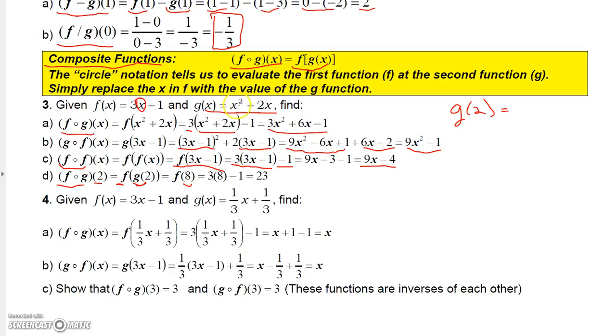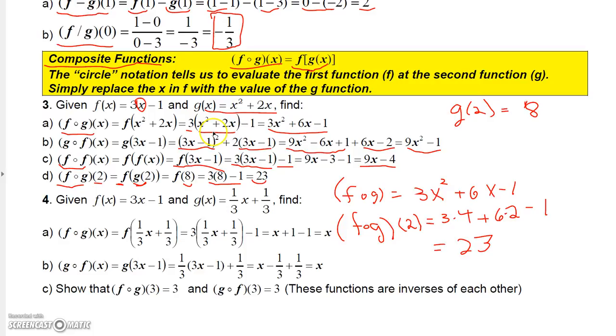So just plug 2 in here, and what I get, 2 squared is 4, 2 times 2 is 4, 4 plus 4 is 8. So that's how I got 8. Okay, so g of 2 is 8. So now that I know g of 2 is 8, I know I'm evaluating this function at 8, which would be 3 times 8 minus 1. So that's 24 minus 1, which is 23.